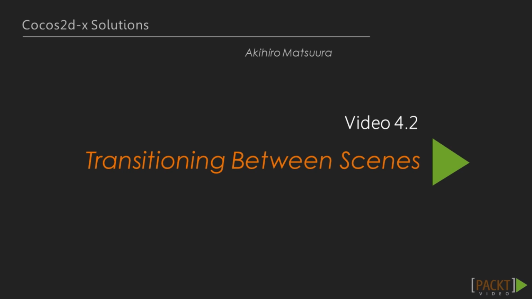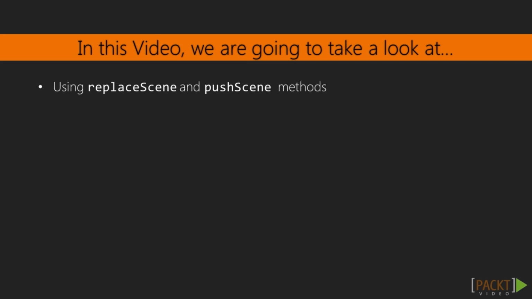In the previous video, we looked at creating scenes for our game. In this video, we are going to take a look at transitioning between these scenes. We'll cover two ways of doing so, using replace scene and push scene. A game has a lot of scenes, so you might need to move between scenes in your game. Perhaps when a game is started, a title scene will be displayed. Then a game scene will appear in the next title scene.